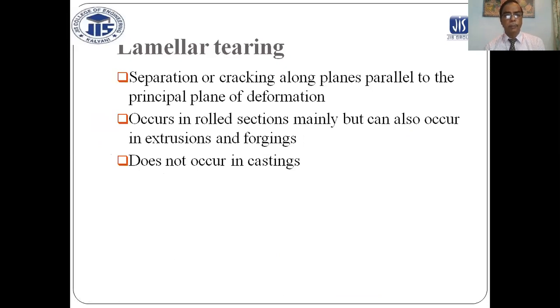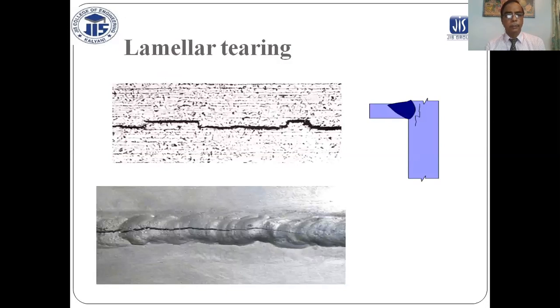Lamellar tearing is separation or cracking along planes parallel to the principal plane of deformation. It occurs mainly in rolled sections, but can also occur in extrusions and forgings. It does not occur in castings. This is lamellar tearing.